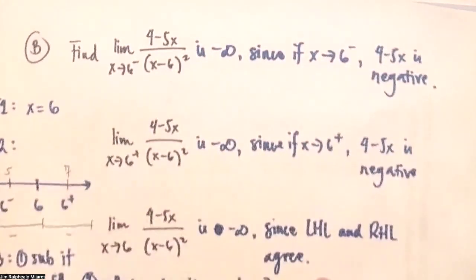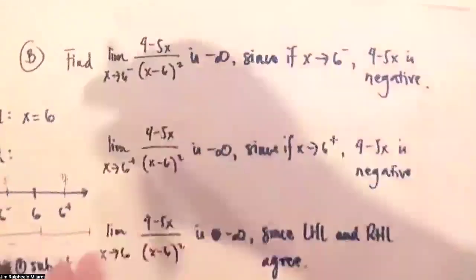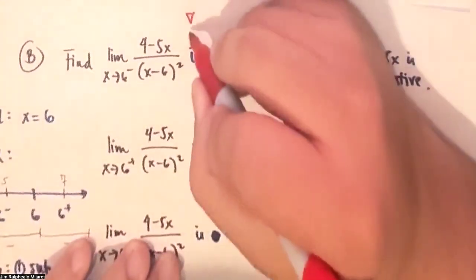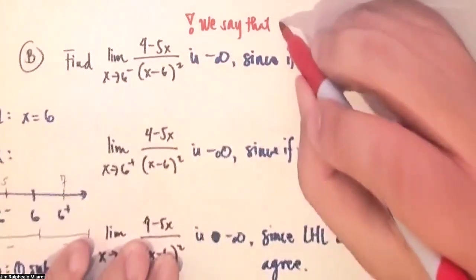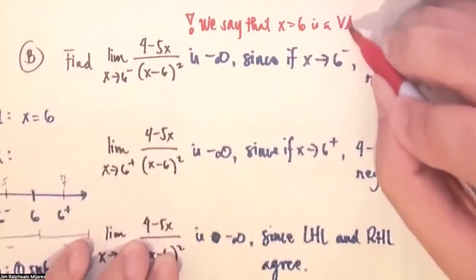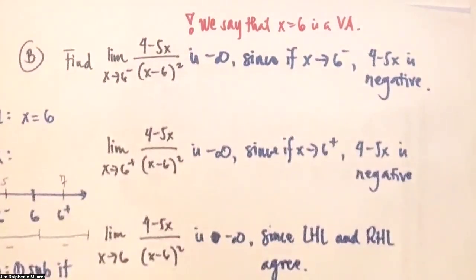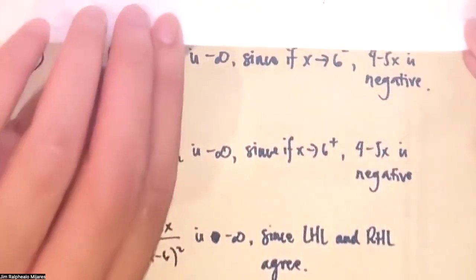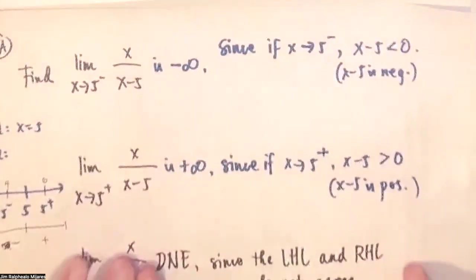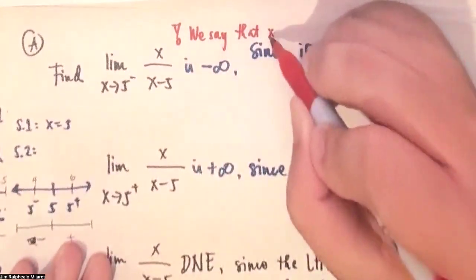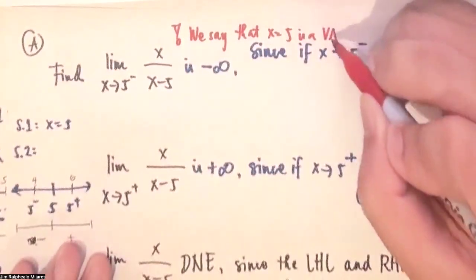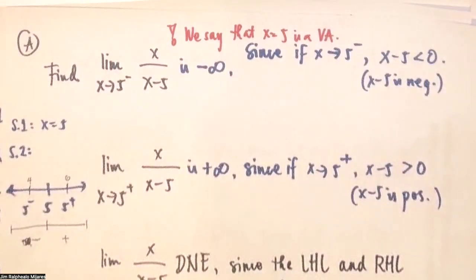This means that for this particular item, we say that in step one right here, x equals 6 is a vertical asymptote. Okay. Also, for this item right here, step one, x equals 5. Therefore, we say that x equals 5 is a vertical asymptote. Right?